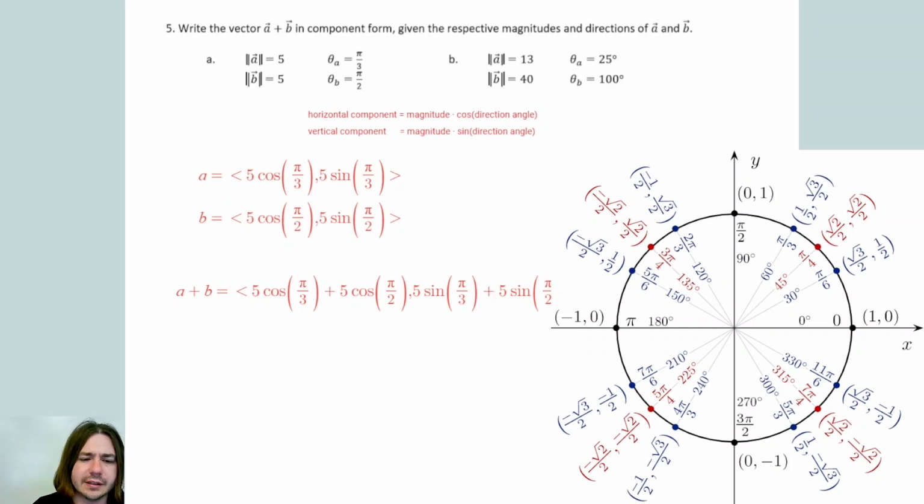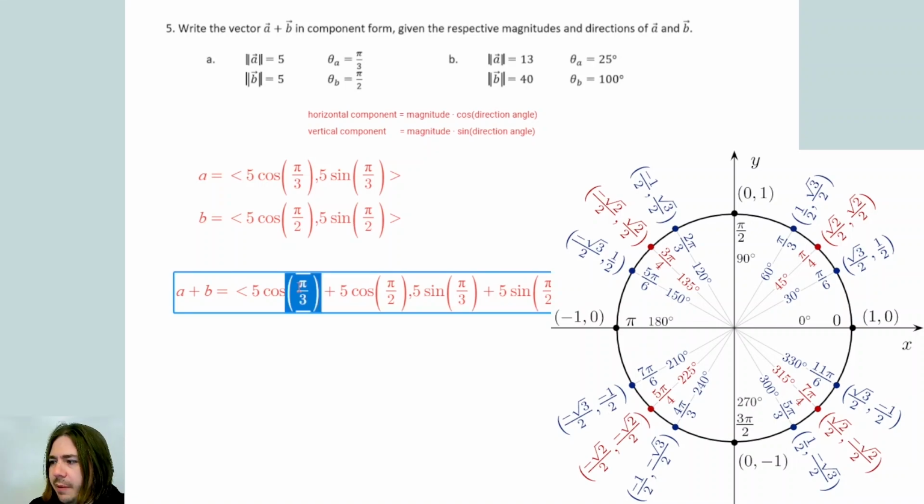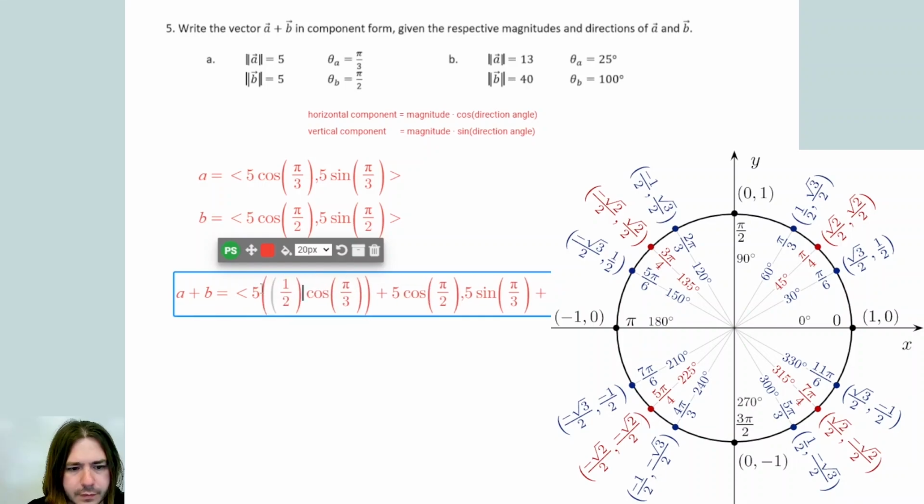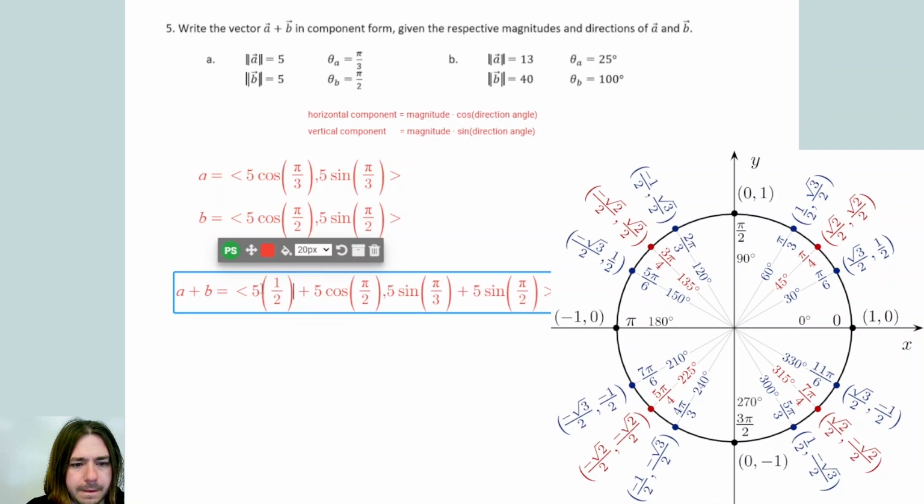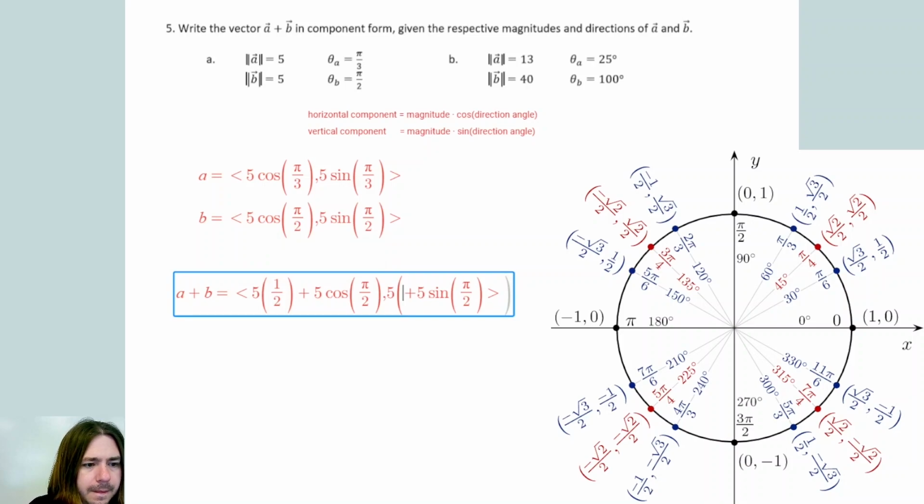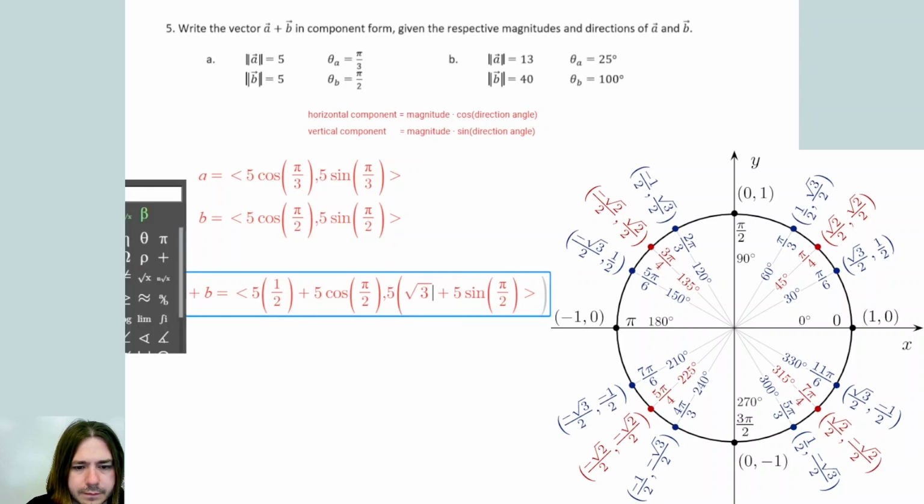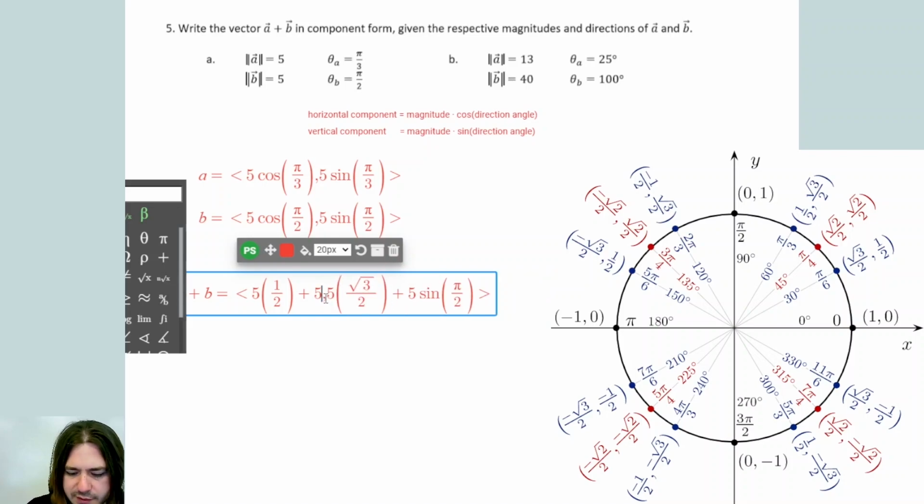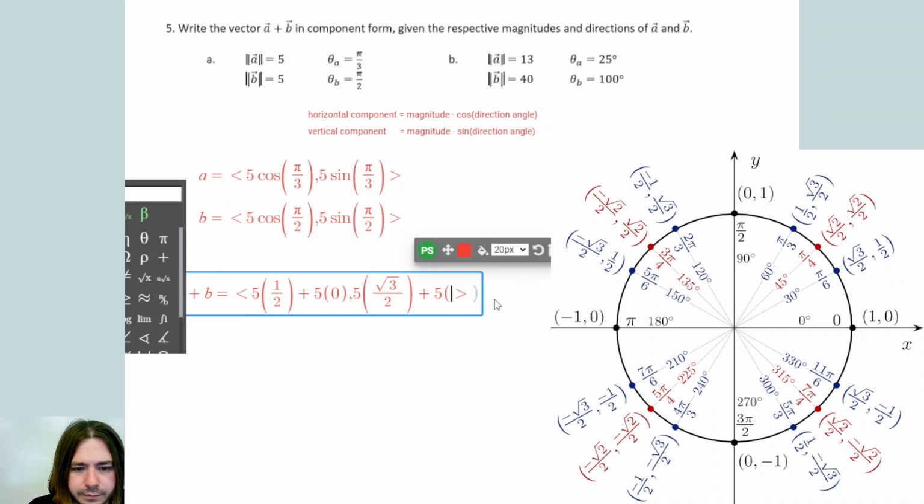Let's start by looking at pi over 3. At pi over 3, the cosine is going to be 1/2. And then the sine of pi over 3 is root 3 over 2. The cosine of pi over 2 is going to be 0, so that makes this kind of simple to simplify. And then the sine of pi over 2 is going to be 1.